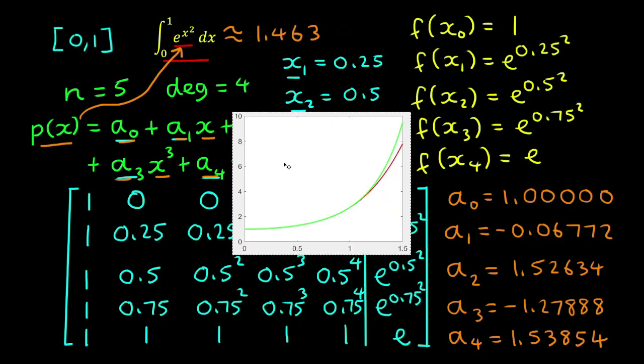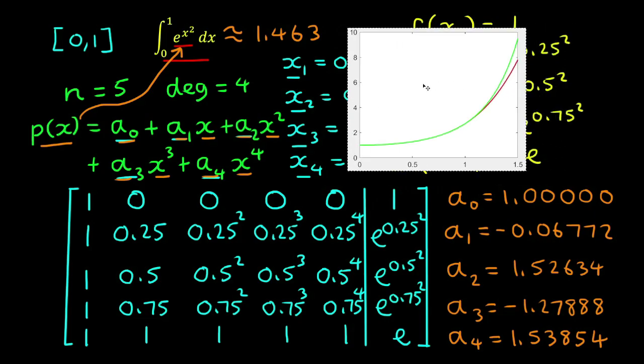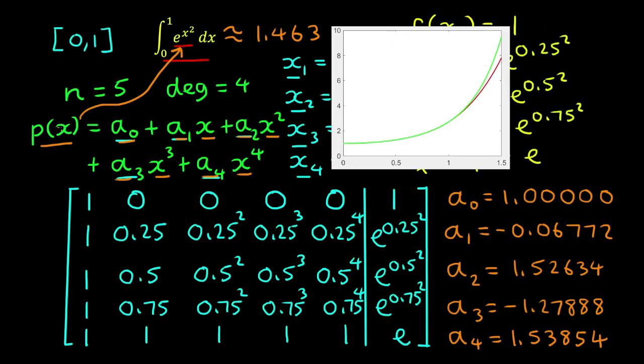And now if we look at our plot, we can see that our polynomial, which is the red curve, approximates e to the x squared quite well over the interval from 0 to 1. So we can see the area under the curve given by the integral is around 1.5.